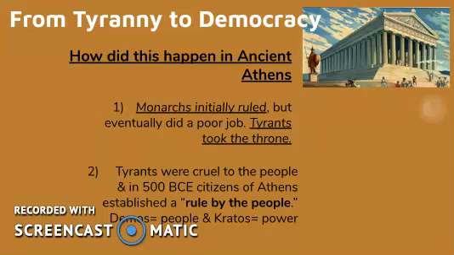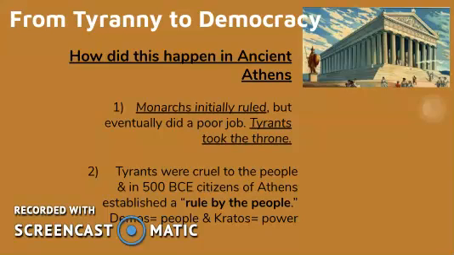How did this happen in ancient Athens? So first and foremost, monarchs originally ruled, but eventually they did a poor job, and then tyrants took the throne. Whenever someone does a bad job at something, people are always looking to replace them. So that's exactly what happened. Tyrants had a great opportunity to come in and start ruling.